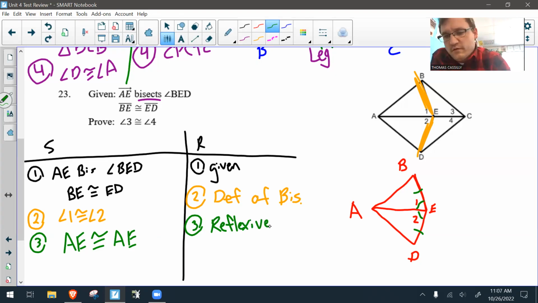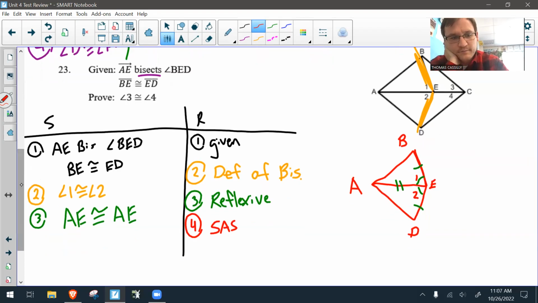Okay. So I'll put 2 tick marks in here. So now, look at those 2 triangles. We have an SAS kind of triangle. So step 4 here. We know we have an SAS, a side, angle, side theorem. So we can say the triangles are congruent. So I'm going to go AEB, triangle AEB is going to be congruent to triangle AED.